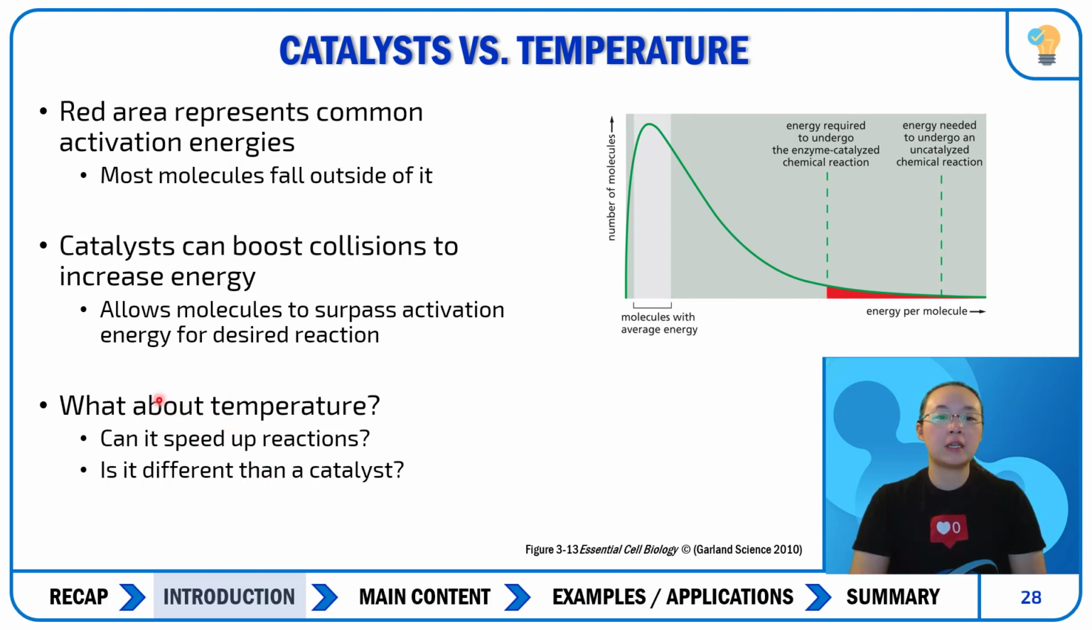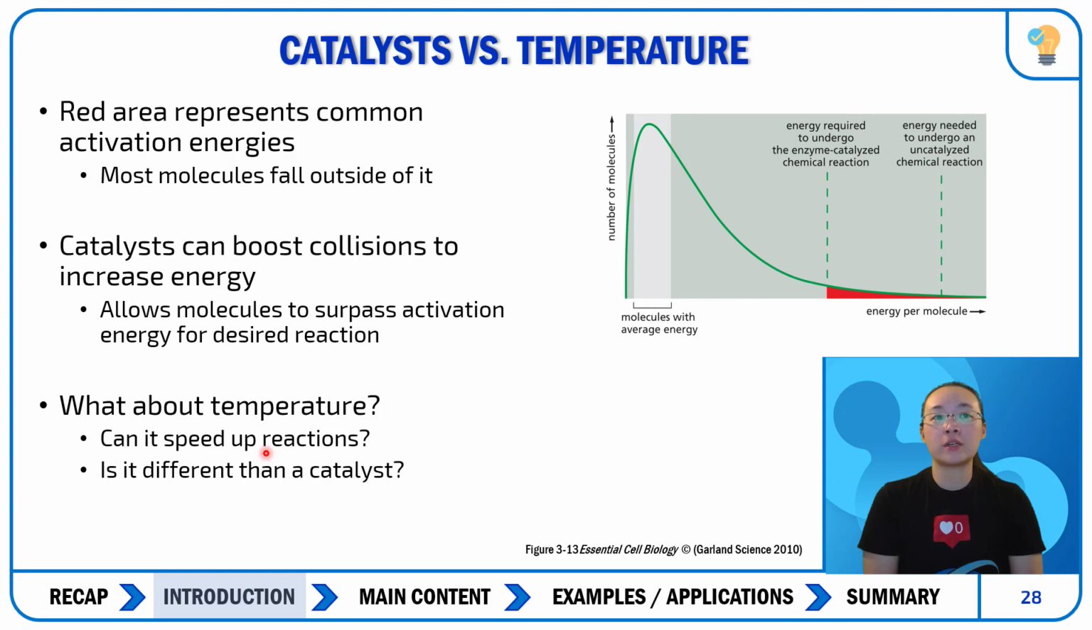So basically, in terms of this, I think I want to mention, if I want to speed up a reaction, do I care about temperature? And is it different than whether I use a catalyst or not? So in contrast to enzyme catalysis, increasing the temperature is non-selective, meaning it speeds up all reactions.